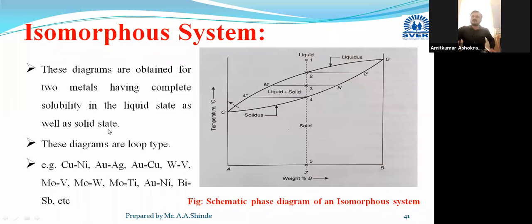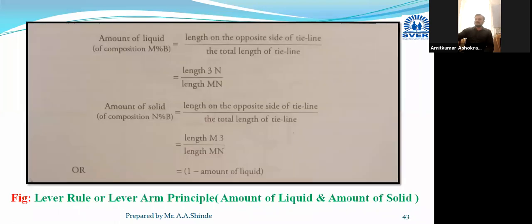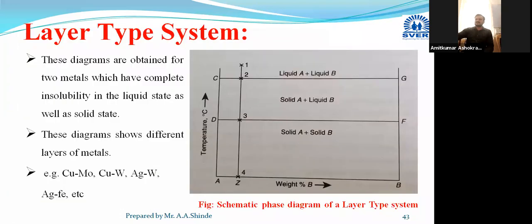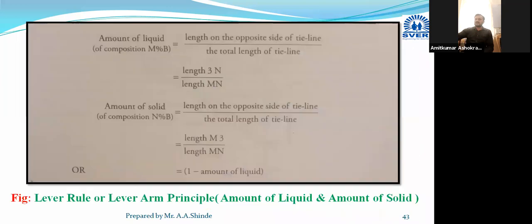So in this way we have completed this isomorphous system. Now we will move towards the next type, layer type. Before that, I have added this extra slide. These questions may not be there in your university exams, but in competitive examinations, these questions may be there.